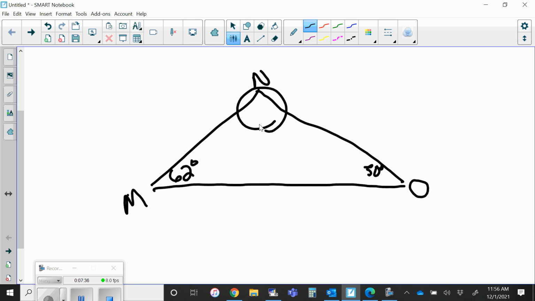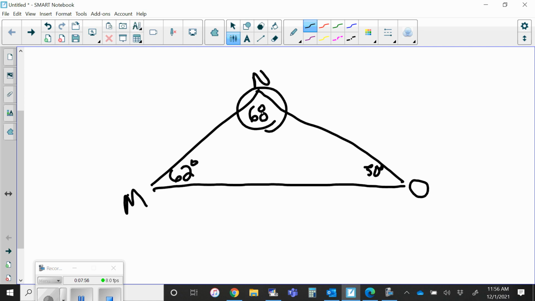Careful. That's 50 plus 62. So what is that missing angle? No. Should be 68. The missing angle should be 68. Now, what does that tell me if I'm looking for least to greatest?